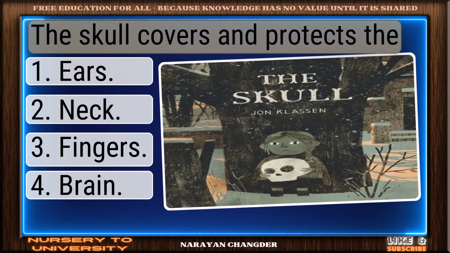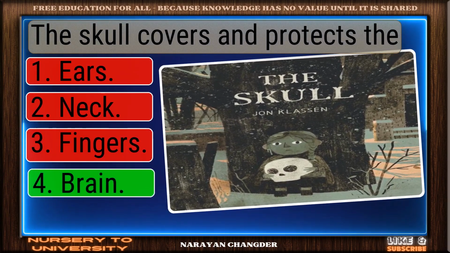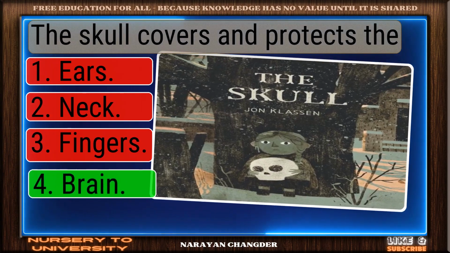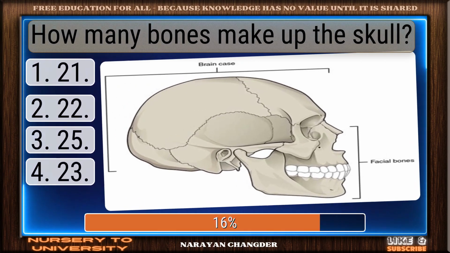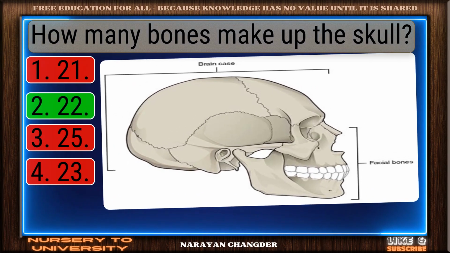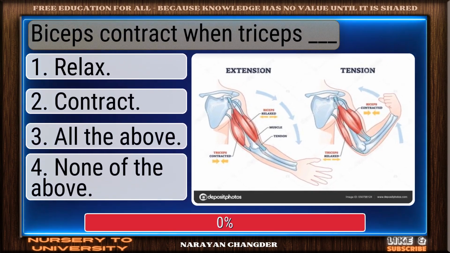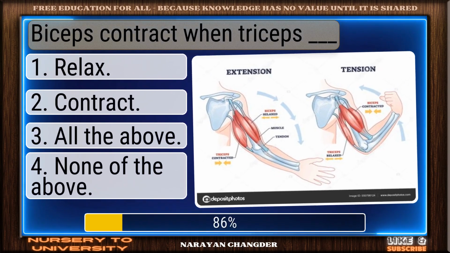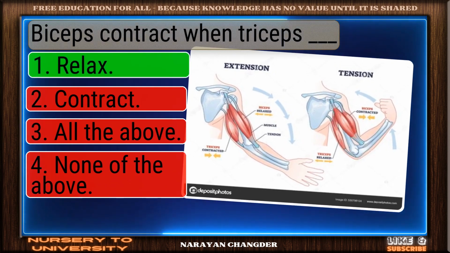The skull covers and protects the. Sharp thinking. Brain is the right choice. How many bones make up the skull? Right choice. 22 is the best answer. Biceps contract when triceps dash. Nice selection. Relax is the correct and valid answer.